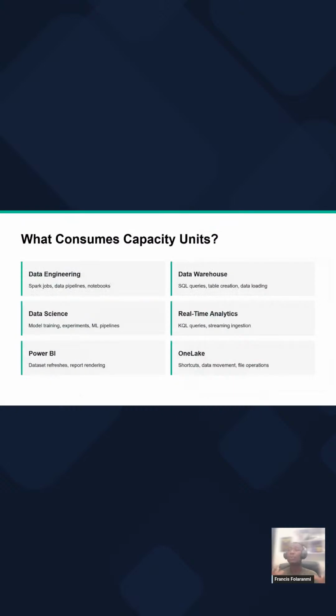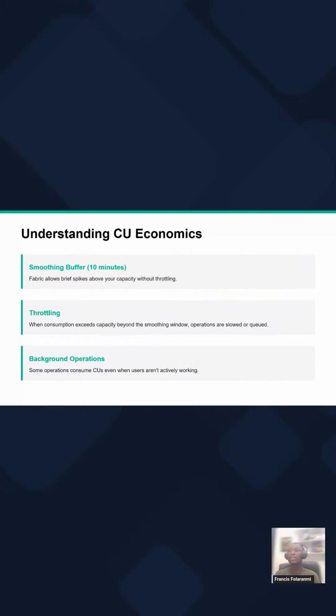What are the things that consume capacity units? Your engineering workload, ranging from your Spark job, your data pipeline, your notebook, your data science workload, your model training, experiments, your Power BI refreshing, your report rendering, even your warehouse queries, your table creation, and even your real-time analysis also. So these are the various Fabric workloads that lead to the consumption of your capacity units.